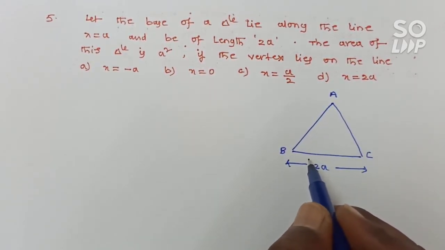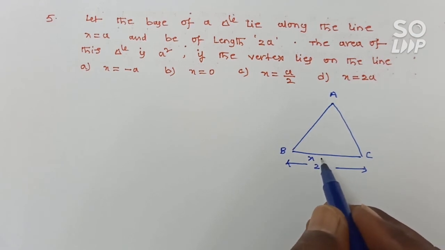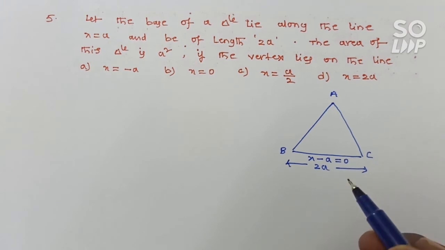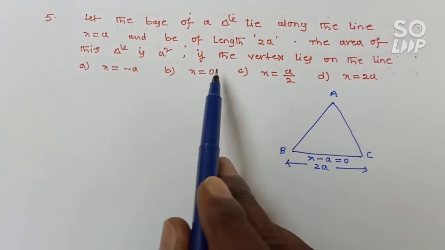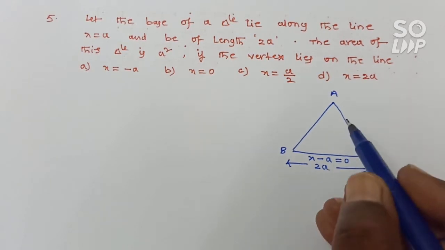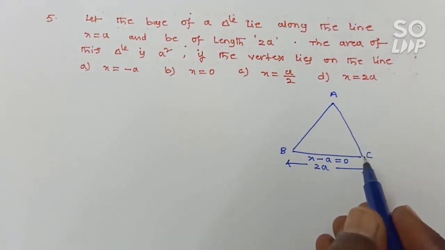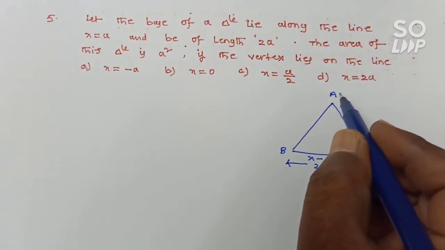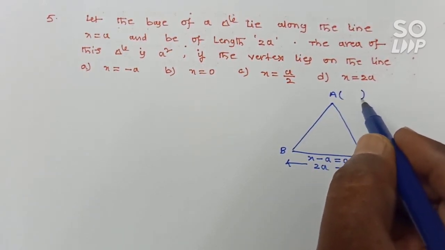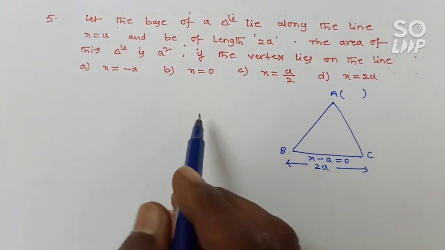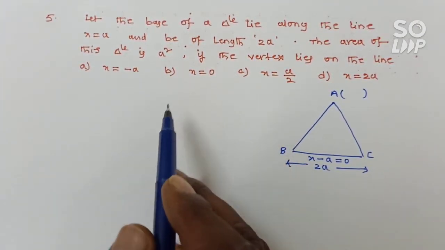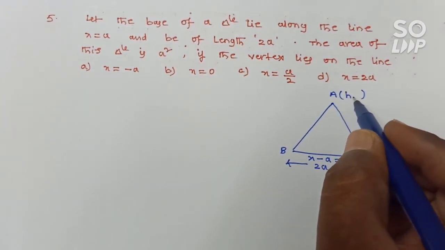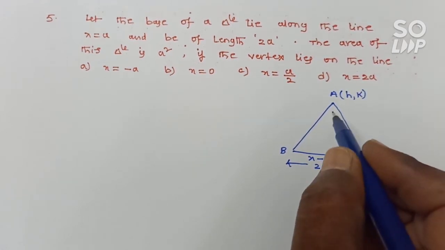The equation is given as x equals a, that means x minus a equals 0. Now you have to find where the vertex lies. These two vertices already lie on x equals a. So you have to find on which of the equations the vertex A lies. Lies means you have to find a locus. Let vertex A be h comma k.